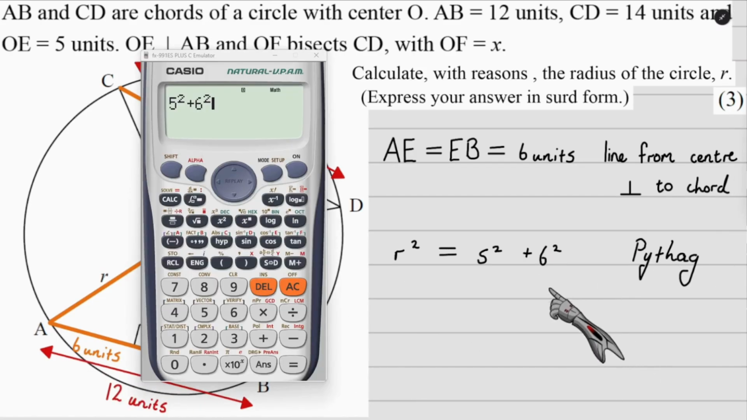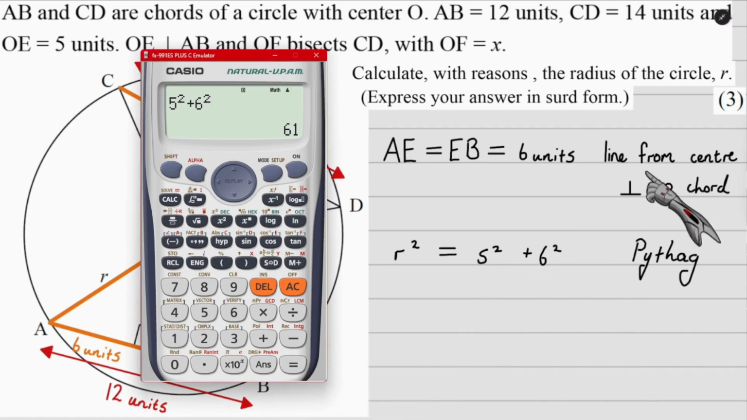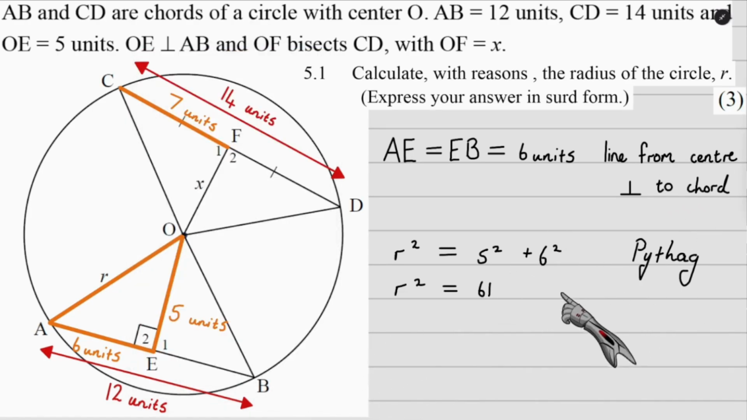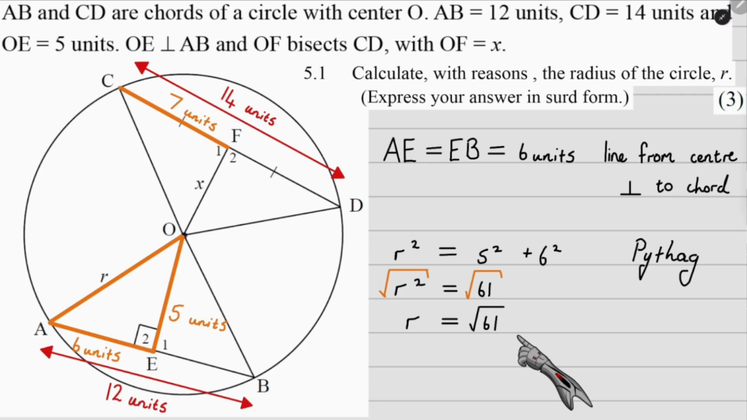Again, we do not take chances here. We pump that in, press equals, and we get 61. And then all that's left to do here is to get rid of that square. And I'm going to accomplish that by square rooting both sides. And then I'm just left with the radius to be the square root of 61. And they do want the answer in surd form, so I'm going to leave it just like that. And then I'll put a little units there, and then I'm officially done.